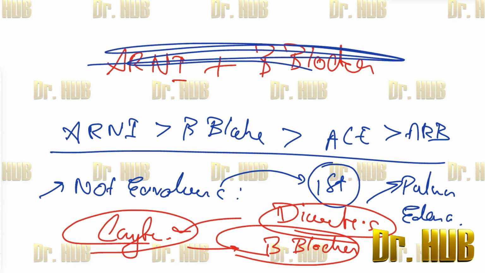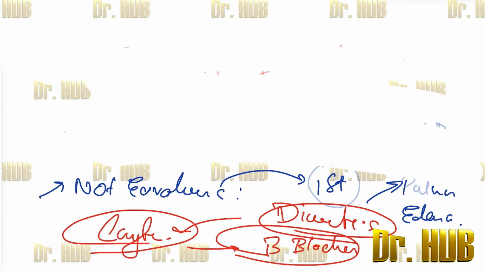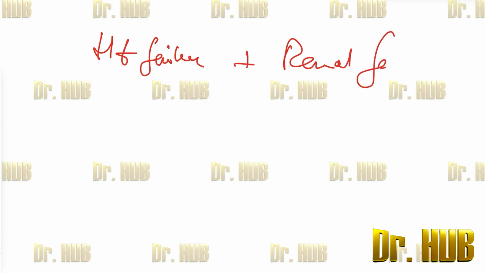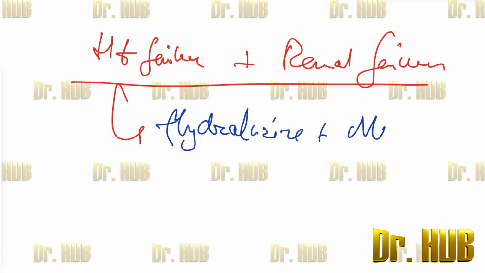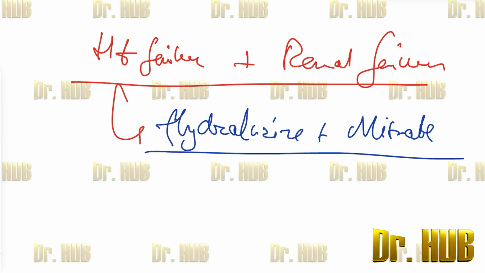Next, moving on, we look at a condition where heart failure presents along with renal failure. What do we do in such conditions? In such cases, the drug to be administered is hydralazine, along with the nitrate. Hydralazine along with the nitrate is the drug which is administered.